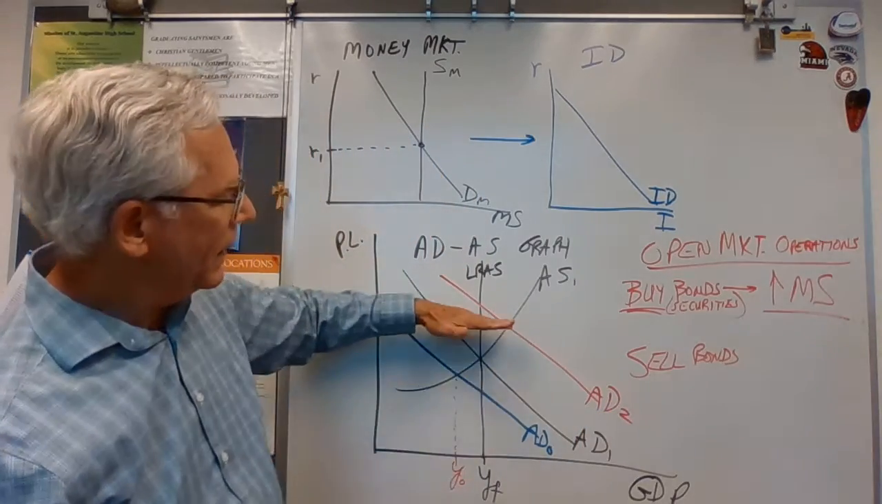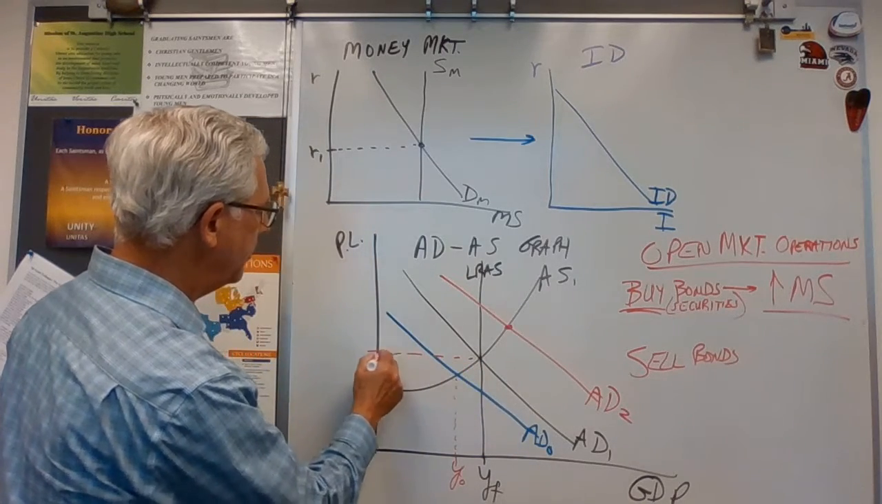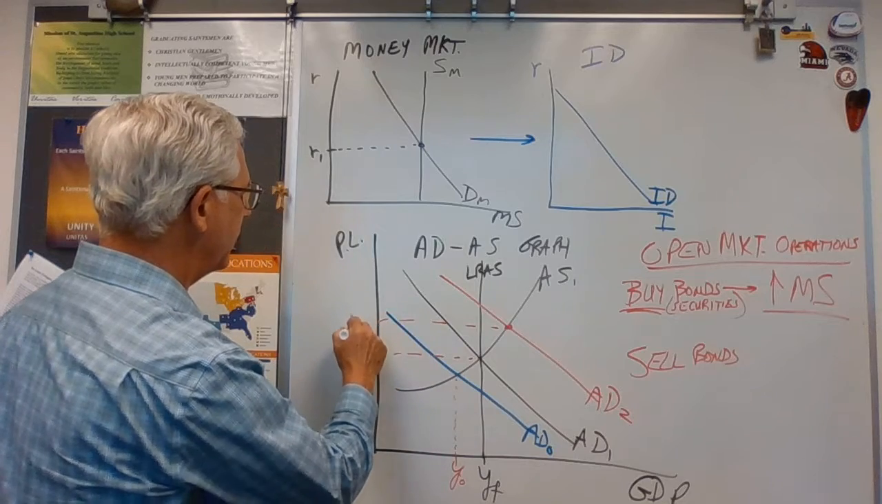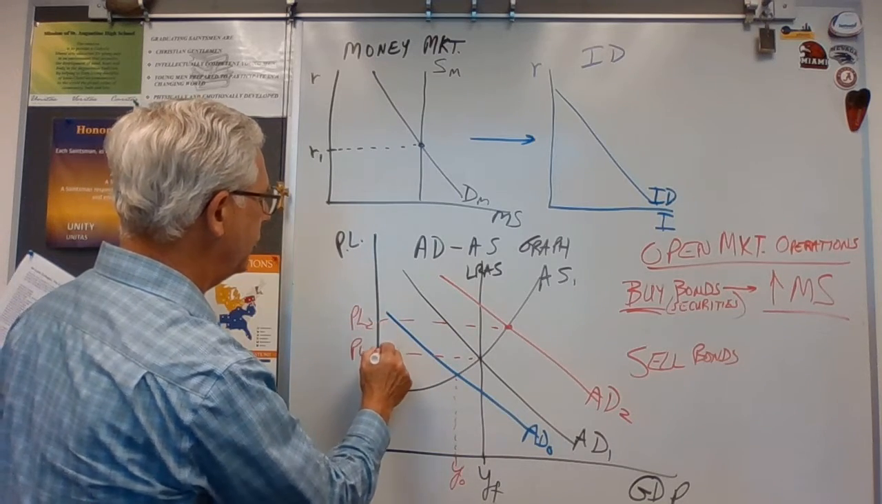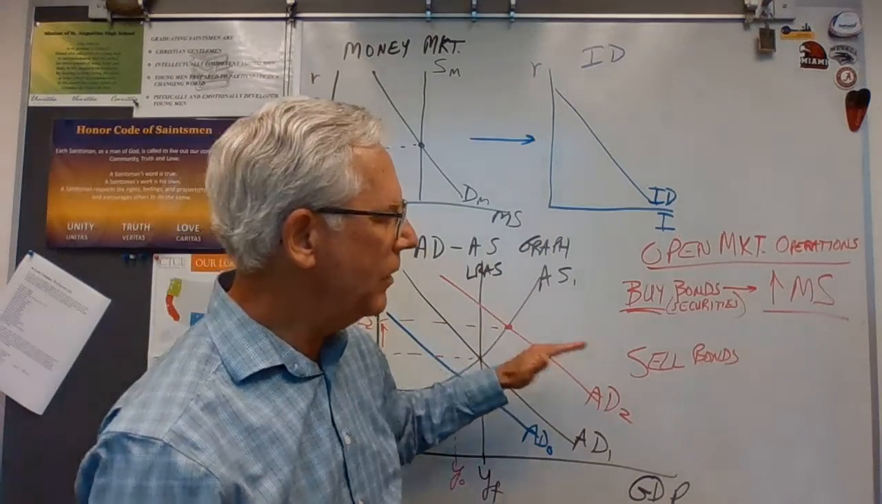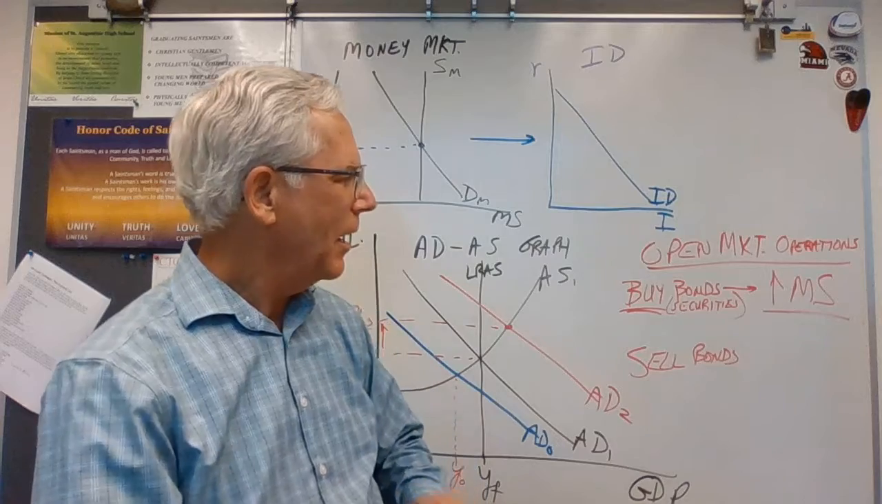What if we were in a situation where our equilibrium was way out here, we were at AD2, we were suffering inflation, price level is going up. Here was PL1, price level is being driven up, PL2. We're in a time of inflation. What do we do? The Fed sells bonds. Now, it didn't tell you something.